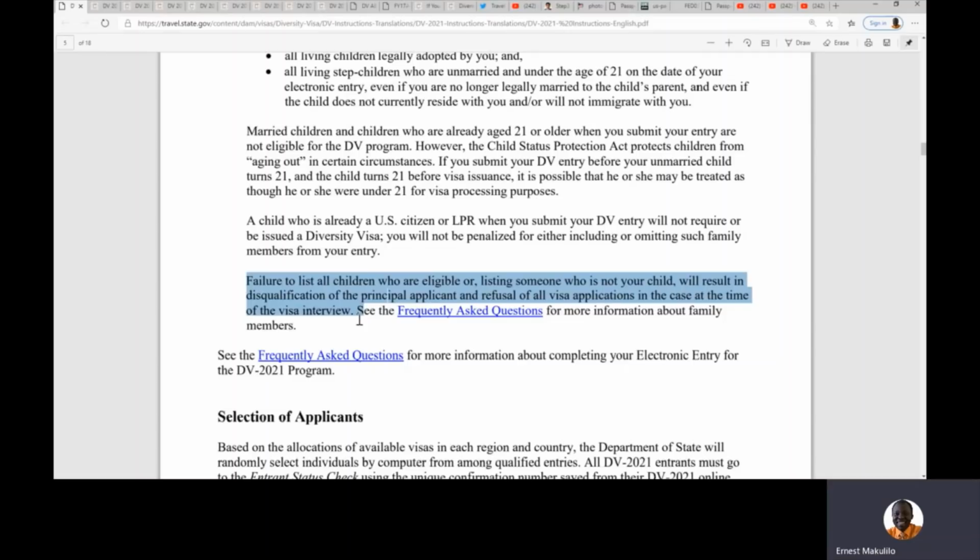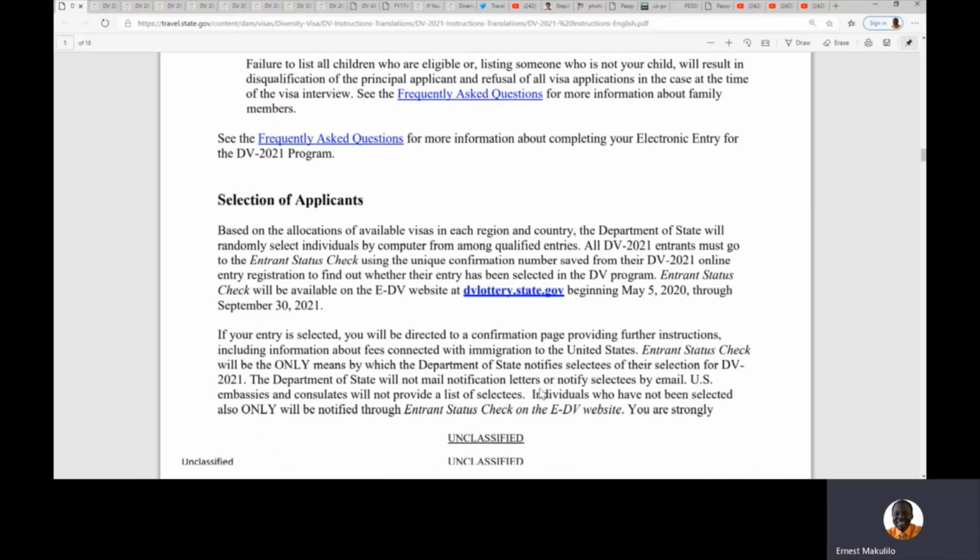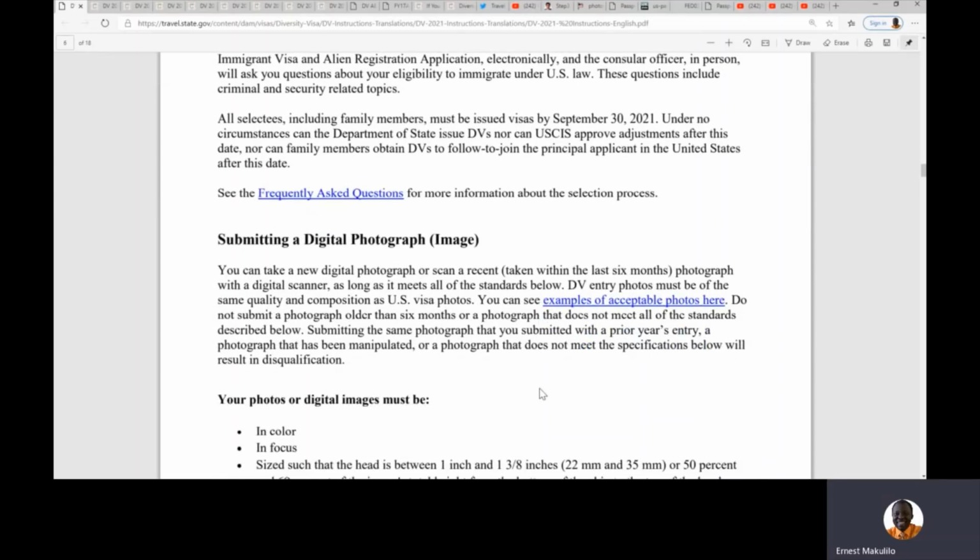So this is the critical part. If you mention you don't have kids, while you have kids, and you come and add that child on the DS-260, you will not come to the US, you will be denied the visa. And all the children will not be given the green card visa. So those are the main principles of the application.